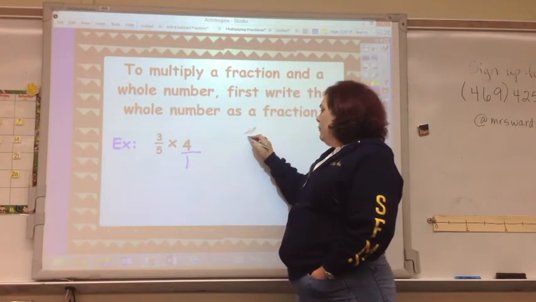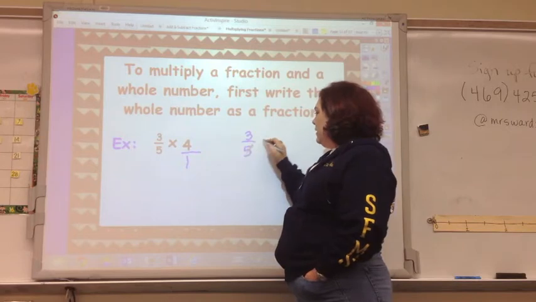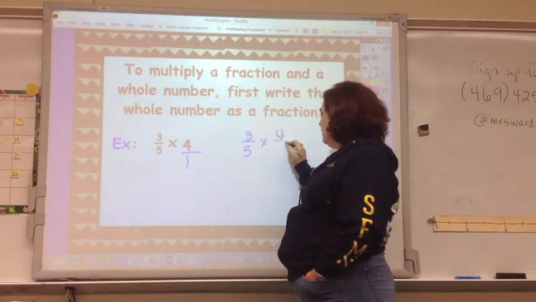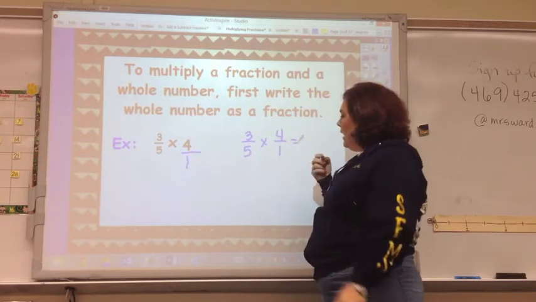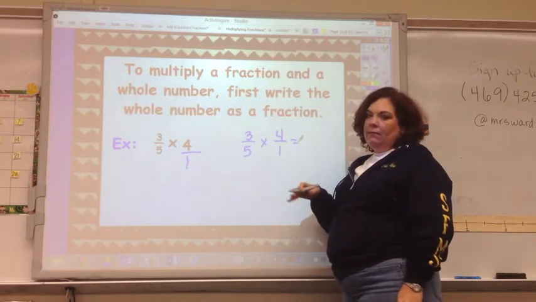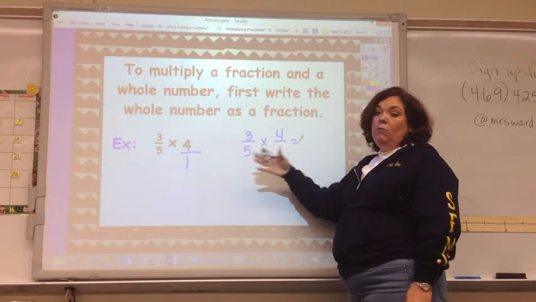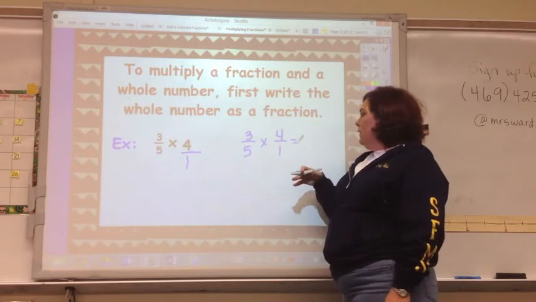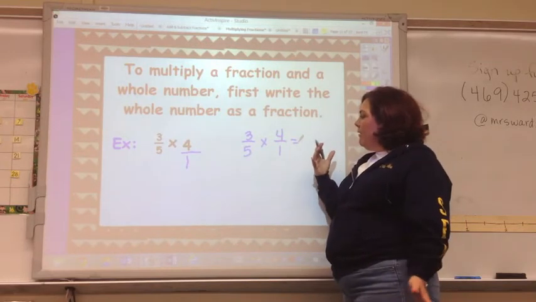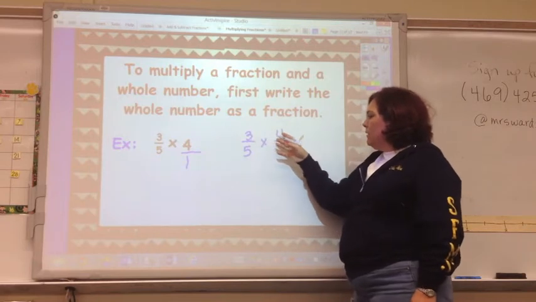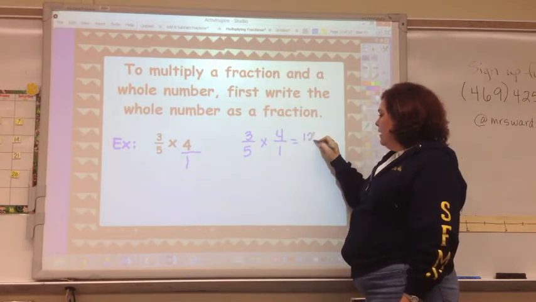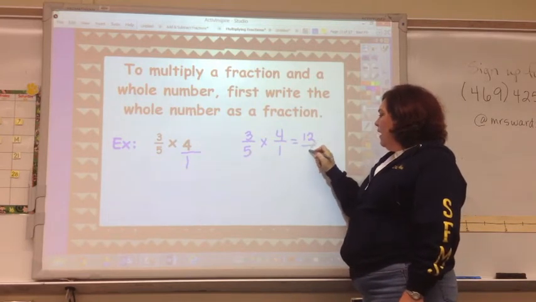So I'm going to rewrite this just so that it's lined up nice and neat. And you notice in adding and subtracting fractions, we like to stack them up. Whenever you're multiplying and dividing, you want them side by side. So I look at this and I go, oh, now this is easy. I know how to do this. 3 times 4 is 12, and 5 times 1 is 5.